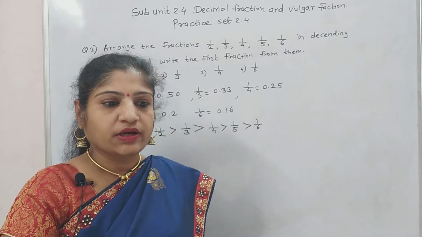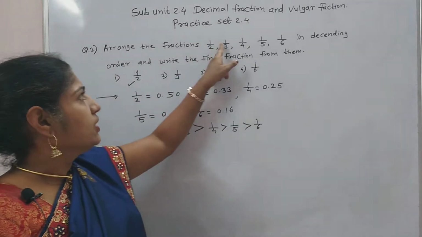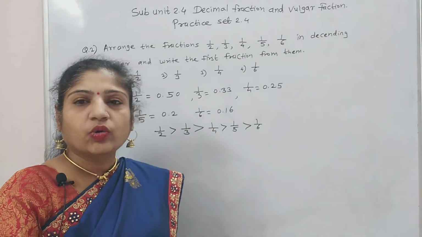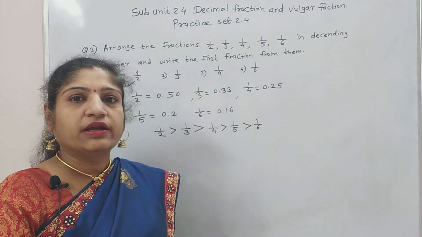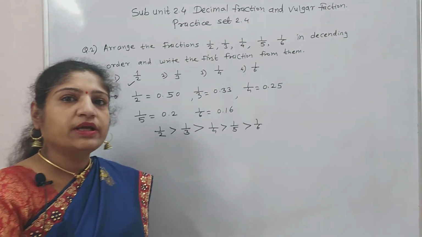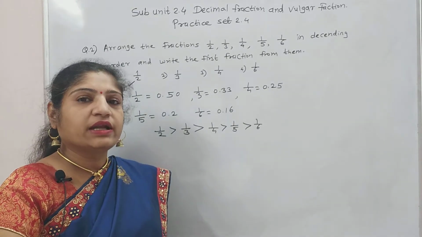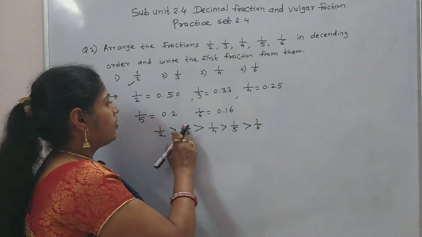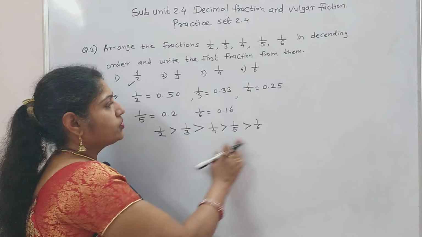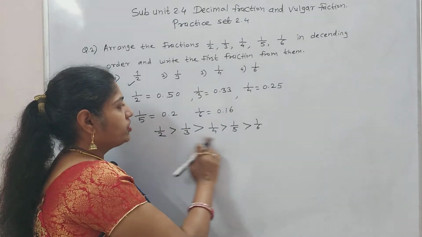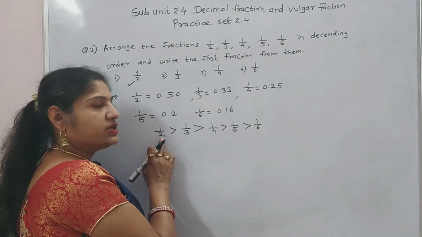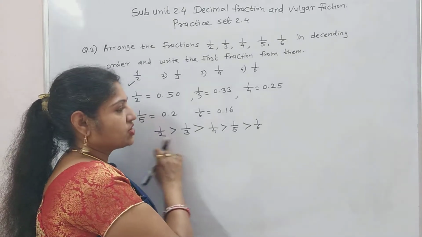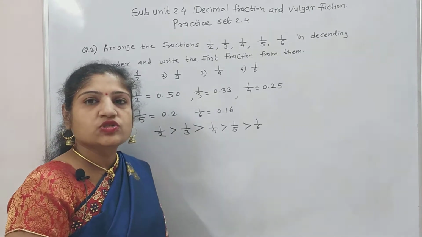By another method, when the numerator is equal, here all fractions have the numerator 1. Numerator equal to 1, then look at the denominator. If the denominator is a smaller number, that fraction is the highest number. Numerator is 1, so look at the denominator. Which denominator is smallest? That is 2. So this fraction is the greatest fraction and 1 upon 6 is the smallest fraction.